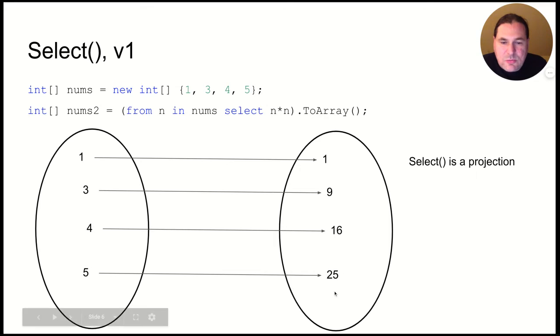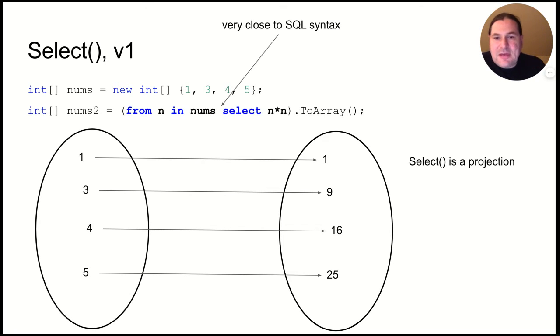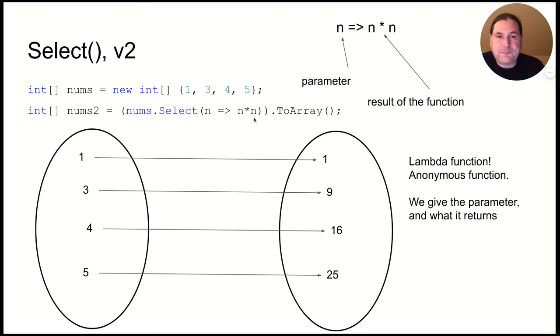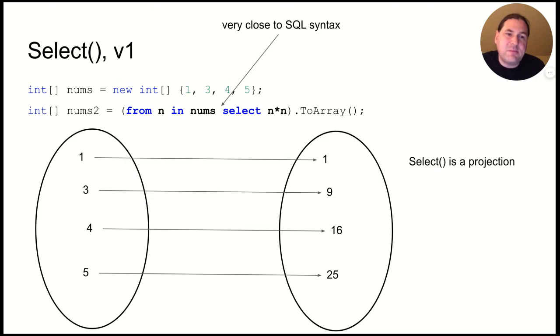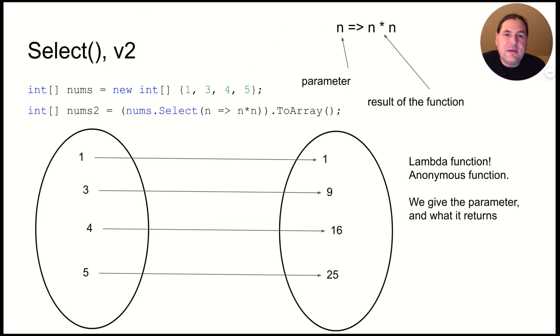So you can see the new result here. Each thing has been squared. We're doing n times n. And then at the end of this, we're saying .toArray to coerce the result. Whatever comes out of here isn't necessarily going to be an array. We're saying, convert it back to an array so that this assignment works. So select, that's a projection operation. And again, this is very close to what you might see in SQL syntax. It's not exactly SQL syntax, but it's certainly inspired by it.